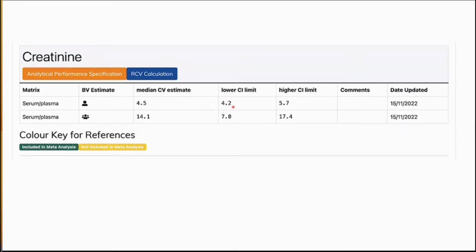With a lower confidence interval and a higher upper confidence interval limit shown there. And then between individual or the group, biological variation is a lot higher. So there are big differences between males and females, for example, for creatinine, which partly explains why the group biological variation is so much higher than the within subject biological variation for creatinine. And these were updated as of just yesterday.